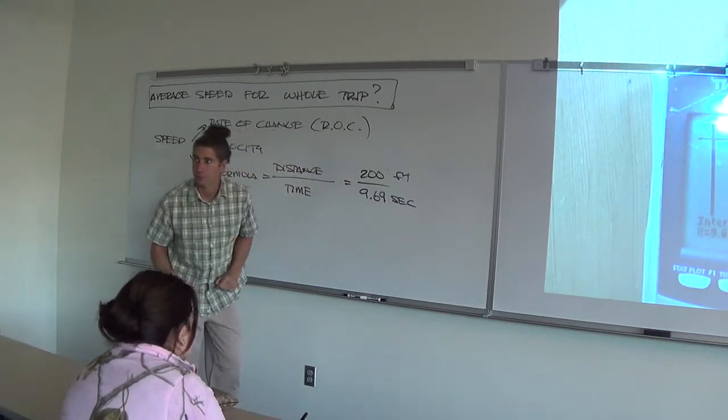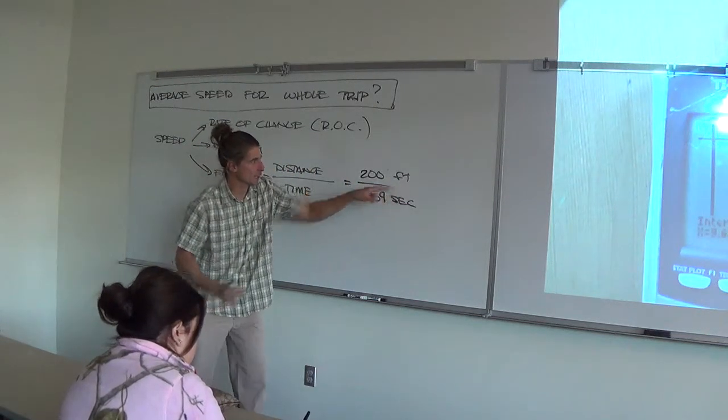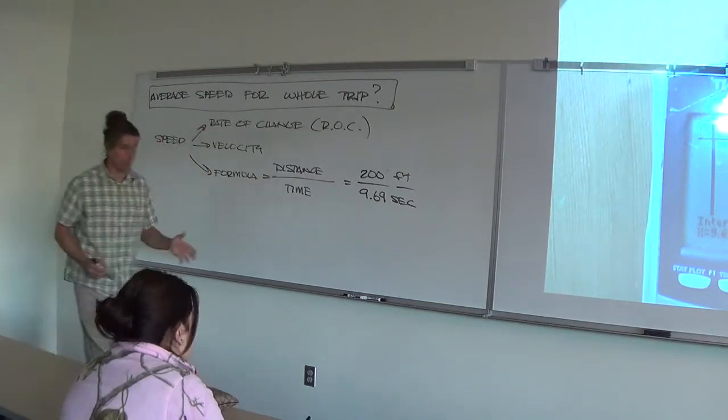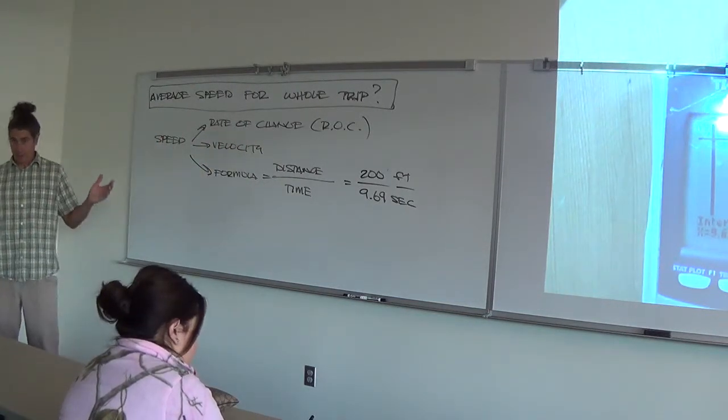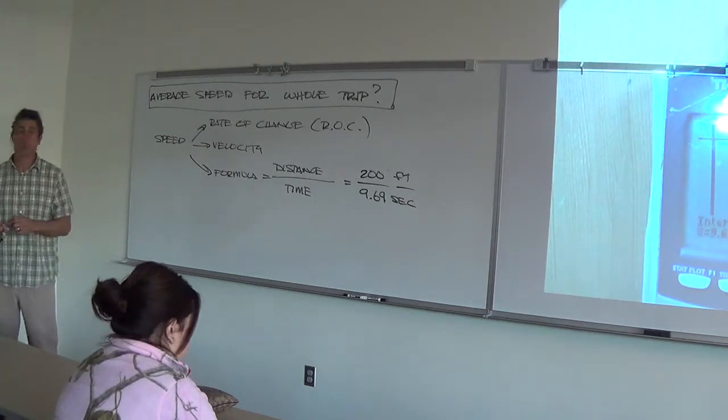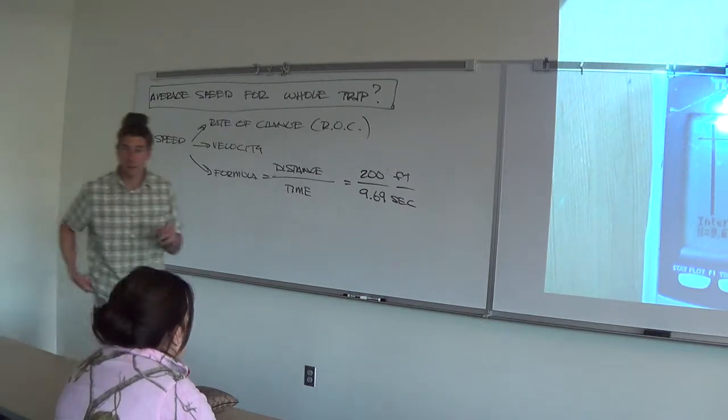Notice the unit on this result. Feet per second. Now 200 feet over 9.69 seconds is fine. The problem is, when we talk about speeds, what do we usually talk about? Miles per hour. Yes, why don't we put it in miles per hour, shall we? I think that makes the most sense.